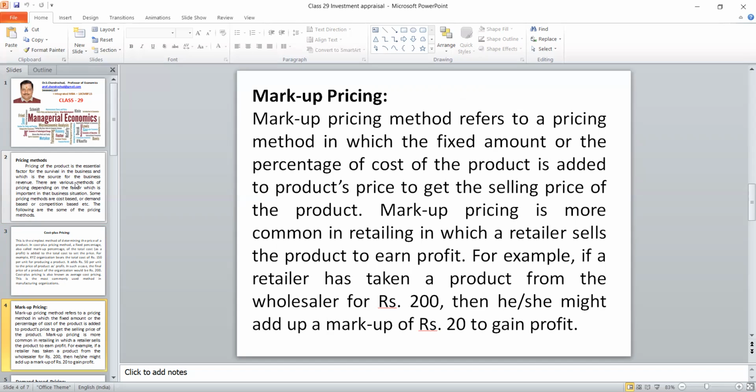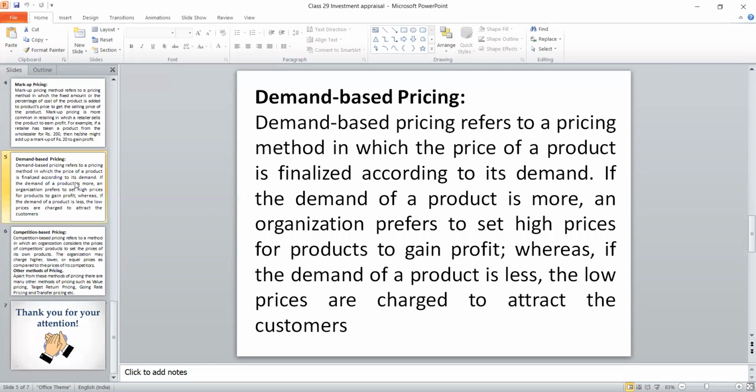Apart from that, there is one more pricing, markup price. Already the price is fixed, but because of the transportation cost, sales promotion cost, and place utility or form utility, they decide to have an additional margin of profit. That pricing we call the markup pricing method. The first one is the cost plus pricing method. This one is the markup pricing method. These two come under cost based pricing.